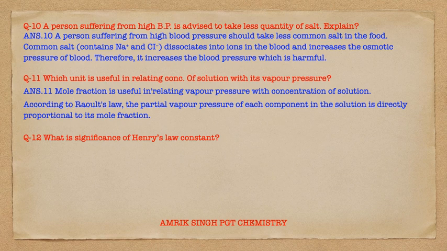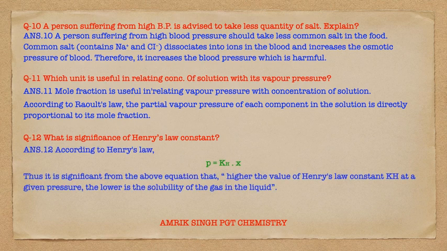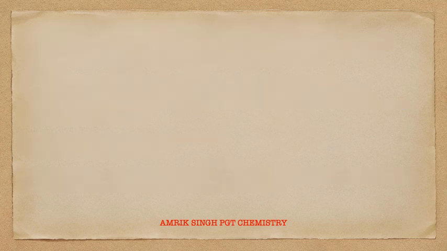Now question number 12. What is the significance of Henry's law constant? According to Henry's law, p, the pressure of the gas above the liquid surface, is equal to KH times x, where KH is the Henry constant and x is the mole fraction of the gas dissolved in that liquid. Thus, it is significant from the above equation that the higher the value of Henry's law constant KH at a given pressure, the lower is the solubility of the gas in the liquid. Therefore, KH is inversely proportional to the solubility of gas in liquid.